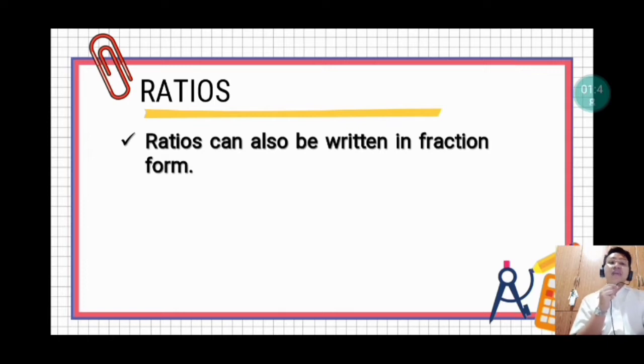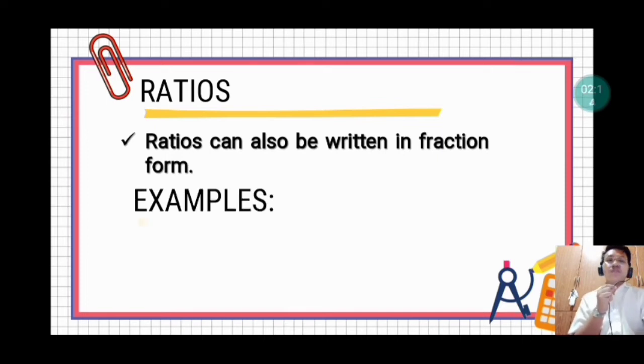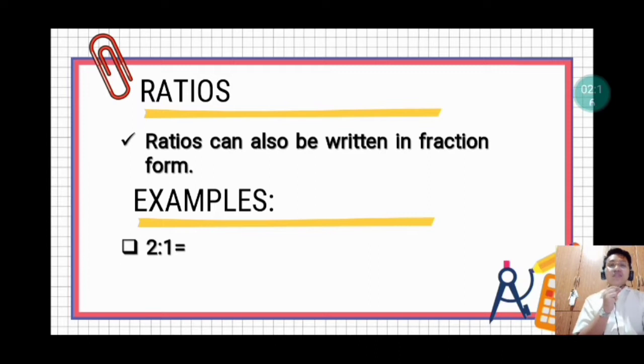So yung first term natin, which is 2, na antecedent natin, yun yung magsiserve na numerator natin. And yung 1 na consequent natin, yun naman yung magiging denominator natin. So, 2 is to 1 is equal to 2 over 1. Okay? And examples. So, 2 is to 1 is equal to 2 over 1.